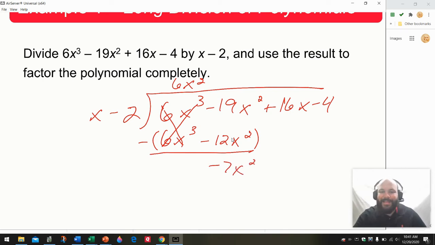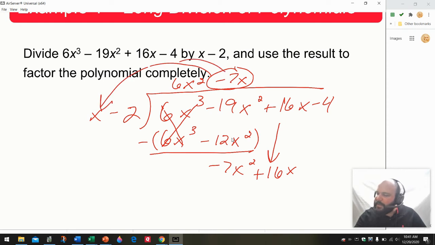Now, following that, we're going to drop down one additional term, in this case, 16x. And we're going to do the whole process all over again. I want to take this x, and I need to multiply it by something to turn it into a negative 7x squared. So I'm going to multiply by a negative 7x. So now this negative 7x is going to multiply the x, and then it's going to multiply the negative 2, just like that. And then we're going to write our answer right underneath here.